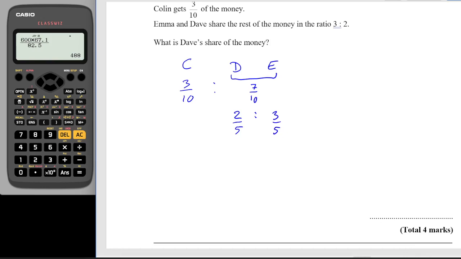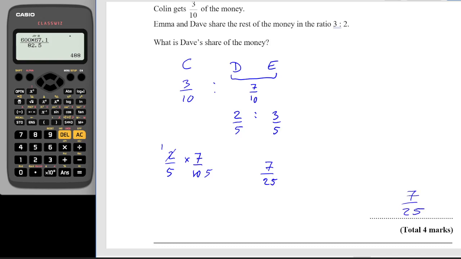So what is David's share of the money? David was 2/5 of 7/10. So 2 over 5 times 7 over 10. Right, I'm going to cancel by a factor of 2. 5 and 1, so it's going to be 7 over 25. And I would leave my answer at 7 over 25.